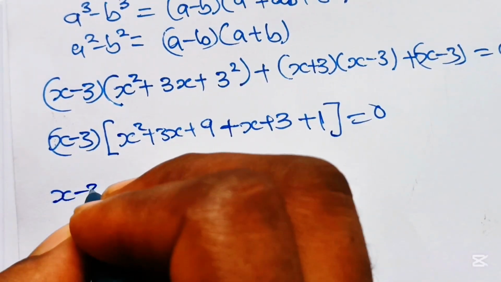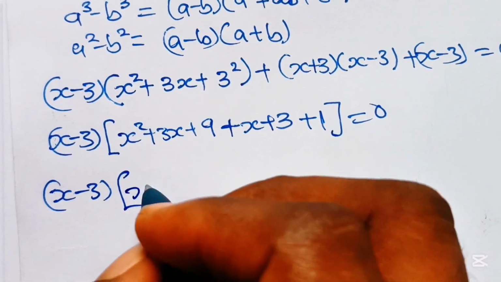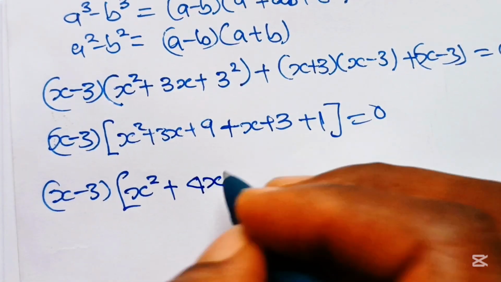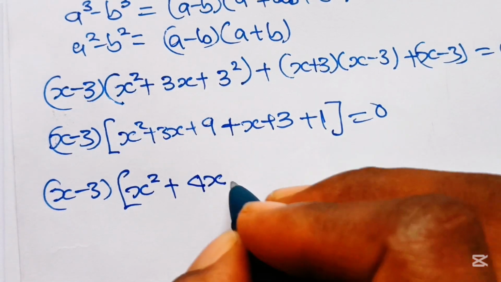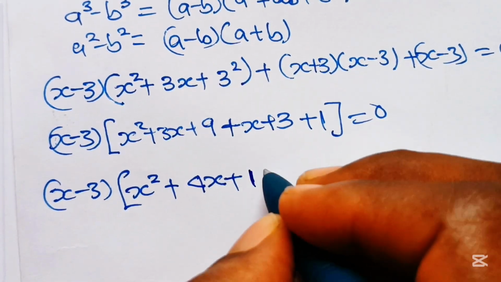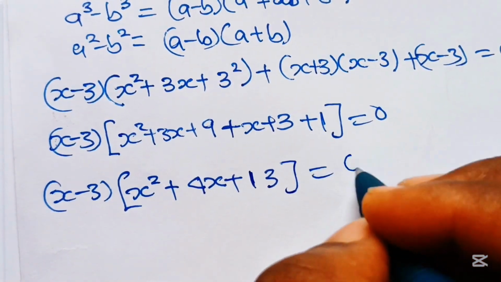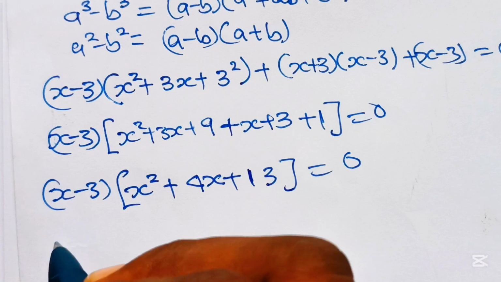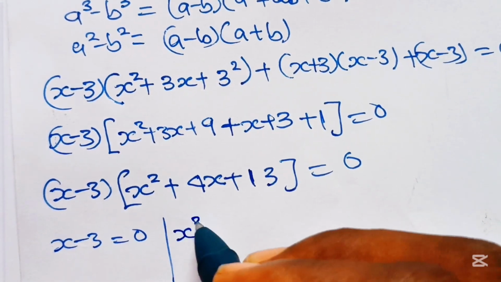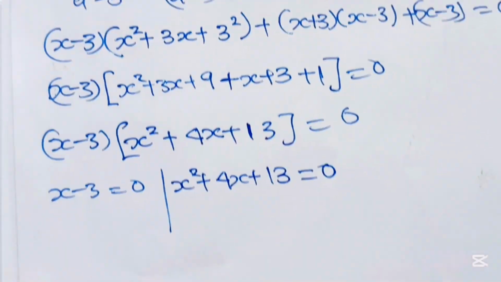So we have x minus 3 brackets, we have x squared plus 3x plus x will give us 4x, plus 9 plus 3 will give us 12, 12 plus 1 will give us 13, right? Is equal to 0. Now we can say that x minus 3 is equal to 0, right? And we can say that x squared plus 4x plus 13 is also equal to 0.